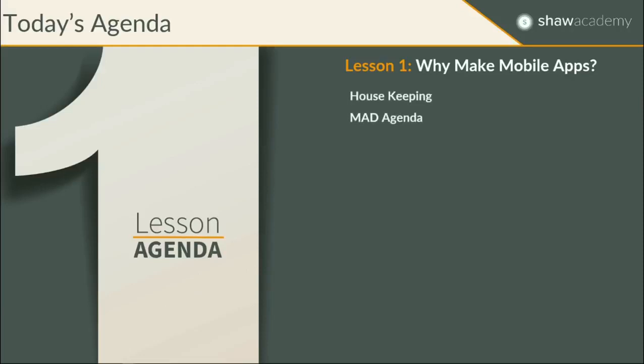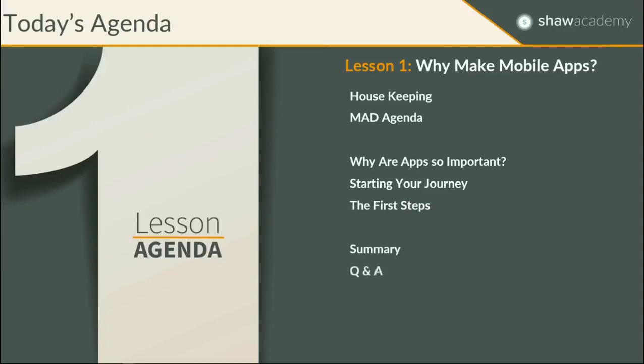I will be talking about our MAD agenda. So we will have a look at why our app's so important. As I've said, I want to put development into a larger context. Development doesn't happen in a vacuum, and you need to understand that to develop a successful app. It's not just your idea that makes your app successful. It is also keeping in mind the context that your app is coming into and accounting for that when developing. We will get you started then with your mobile app development journey and the first steps along that journey. So, and then our summary and a Q&A at the end.